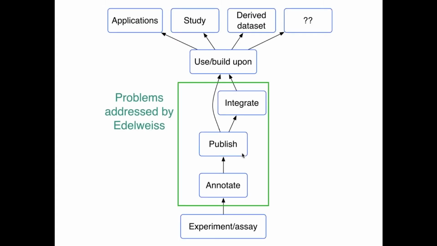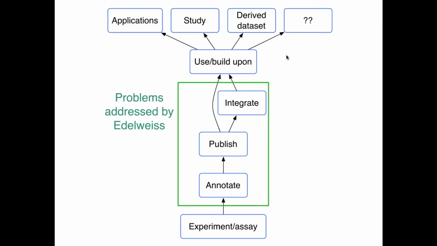And this helps if we look at the data life cycle for a concrete data set. Initially the data is generated by performing an experiment or an assay, and then it's annotated, published, integrated, and then we can use the data and build upon it. And then it can be sent out to applications, to other studies, to derived data sets, and to whatnot.